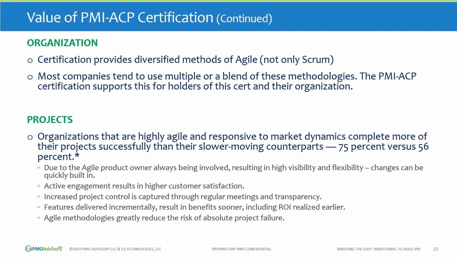All right, so from an organizational perspective, the PMI-ACP certification provides diversified methods of Agile, so not only Scrum. A lot of the other Agile certs are just on Scrum. First of all, if you're not sure that your organization can use Scrum or wants to use Scrum, for example, Kanban, I use Kanban very often. And again, for non-IT projects, I use it for many projects that I work on. And the ACP is going to give you knowledge on these different methods. Also, most companies tend to use a blend of these methods or multiple ones at once. And a little bit more information there around projects. Organizations that are highly agile and responsive to market dynamics complete more of their projects successfully than slower moving counterparts. So 75% versus 56%.